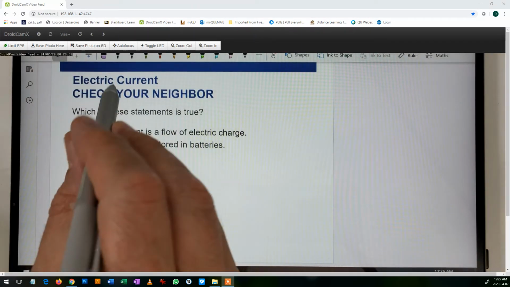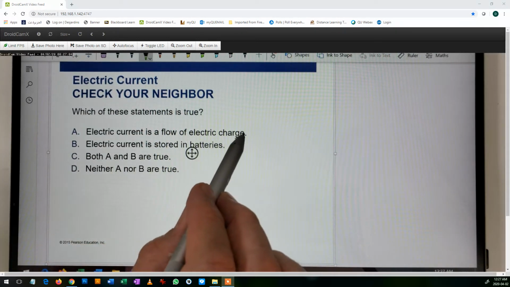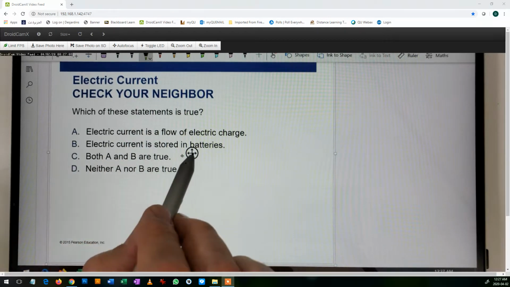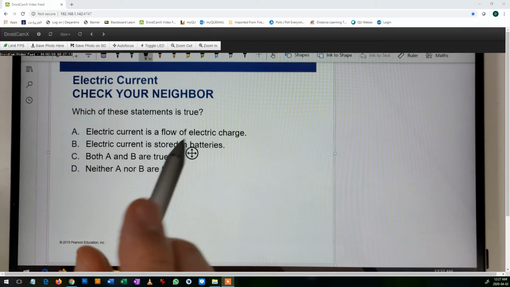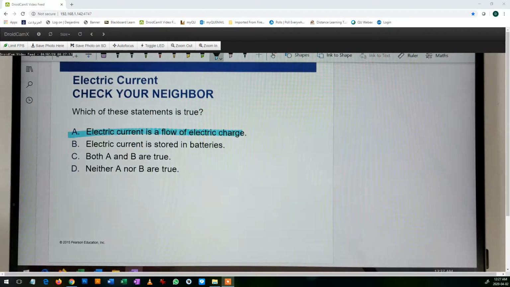Which of these statements is true? A, electric current is a flow of electric charge. B, electric current is stored in batteries. C, both A and B are true. D, neither A nor B is true. Of course, it is part A.